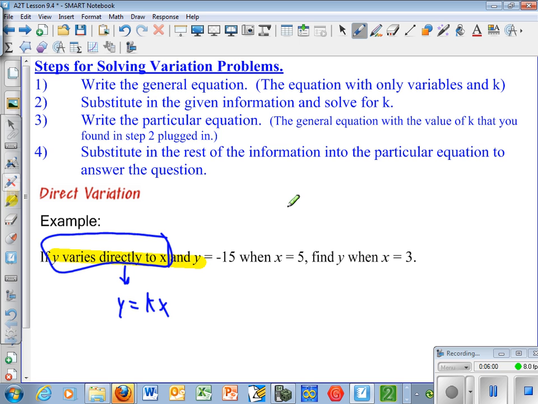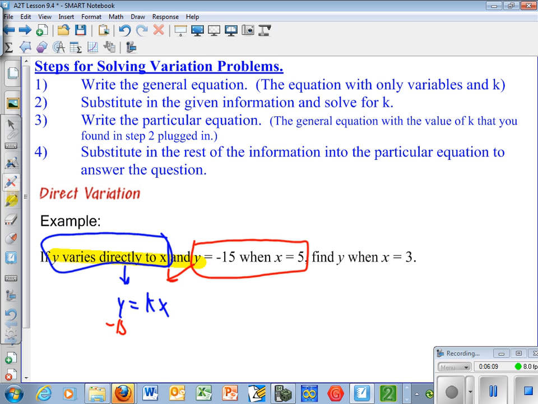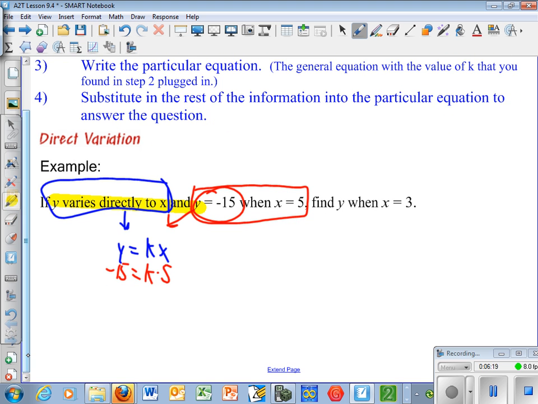Now what you want to do is take the given information, where I know these two variables, and plug that in over here. So I want to put negative 15 in for y, because that's what y is equal to, and then k, which is what I'm going to find after this step, times 5. Now, how do I find k here? Well, I divide by 5 if I was going to solve this for k. So k would equal negative 3. So there is kind of steps 1 and 2.